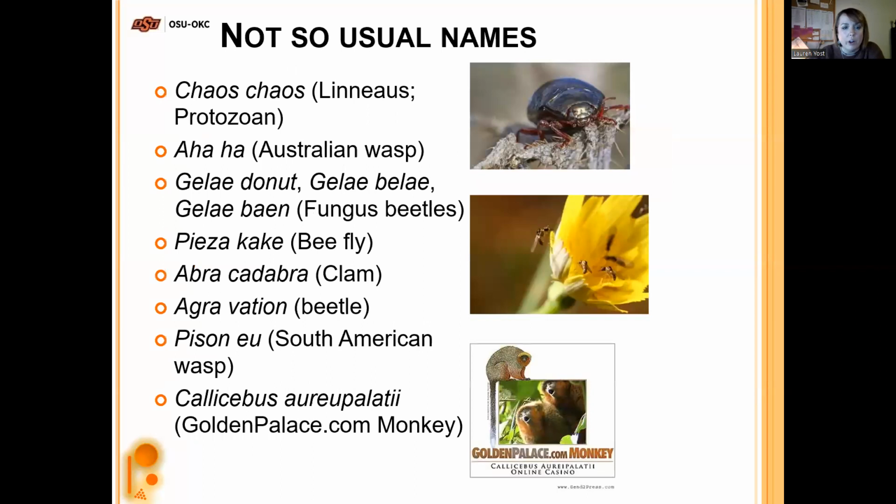So we have other weirder names here. We have Chaos, which was named by Linnaeus, is a protozoan. Then we have Ahaha, the Australian wasp. Anyways, you guys can look through these silly little names, but just how people have decided to name them, either after people or after words for things, or just silly stuff like abracadabra. These are my kind of people, guys.